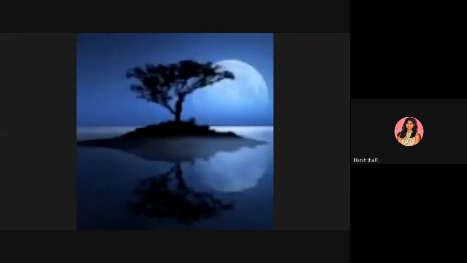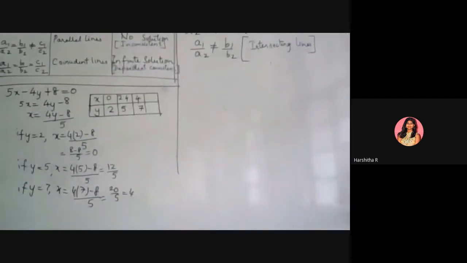See, if y equals 7, x will be 4 into 7 minus 8 divided by 5. So that will be 28 minus 8, which is 20 by 5, and hence it will become 4. So when y is equal to 7, x is equal to 4. Clear? So this is how you should be able to get the first 3 ordered pairs at least. Alright, 3 I can stop. If you want to get the 4th ordered pair, you can go ahead.